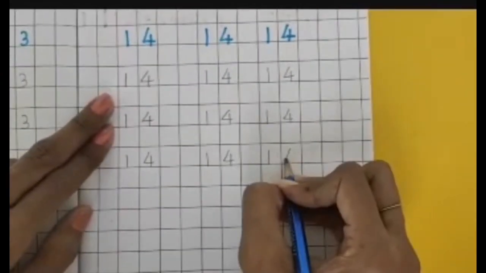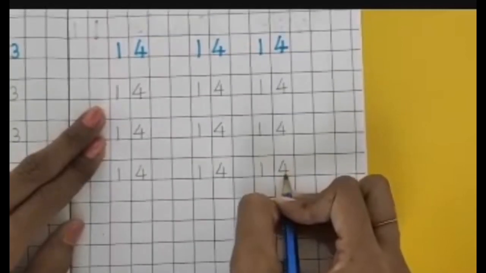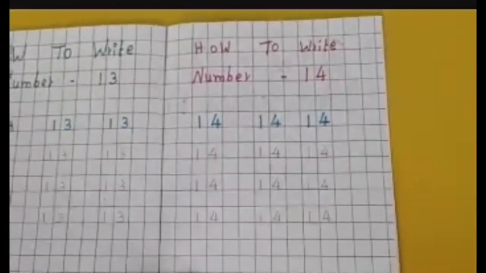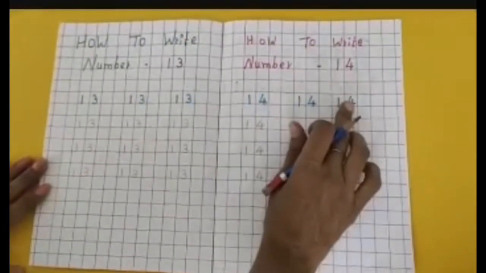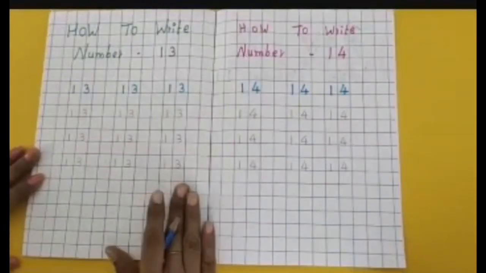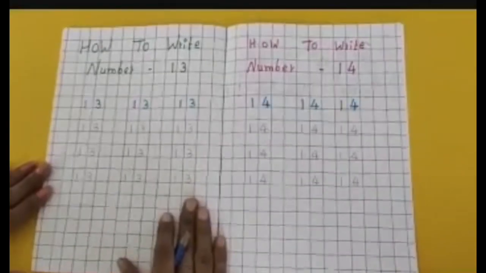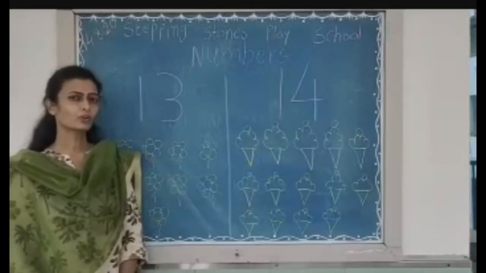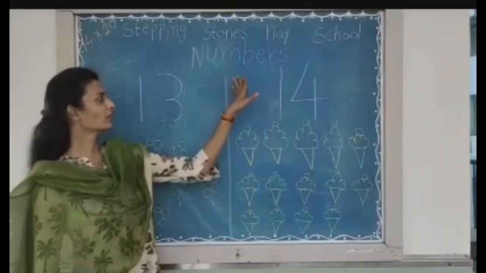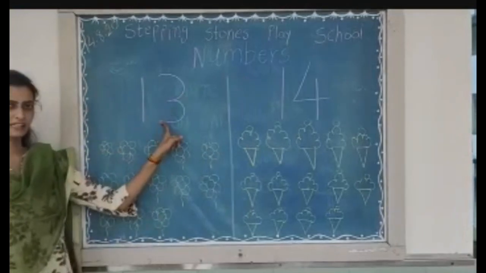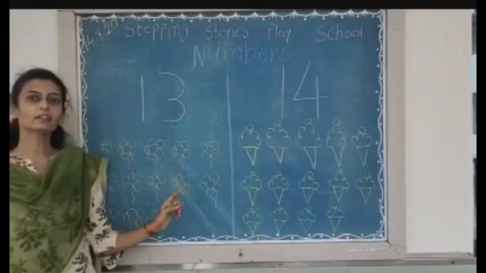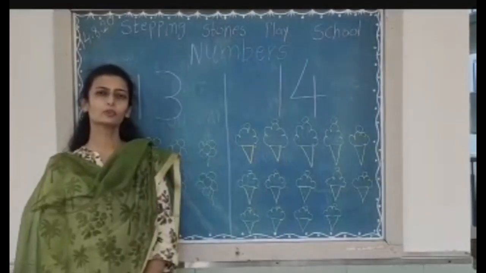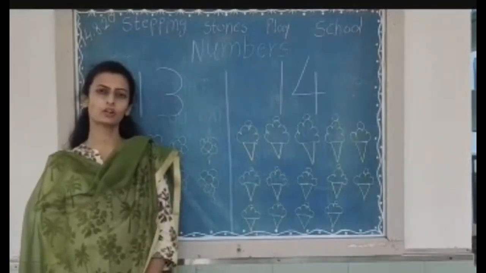1, 4, 14. So, what did we learn today? Number 13 and 14. So, do practice at your home. So, what we learned today? Numbers 13 and 14, counting and writing. So, do practice at your home with your parents.